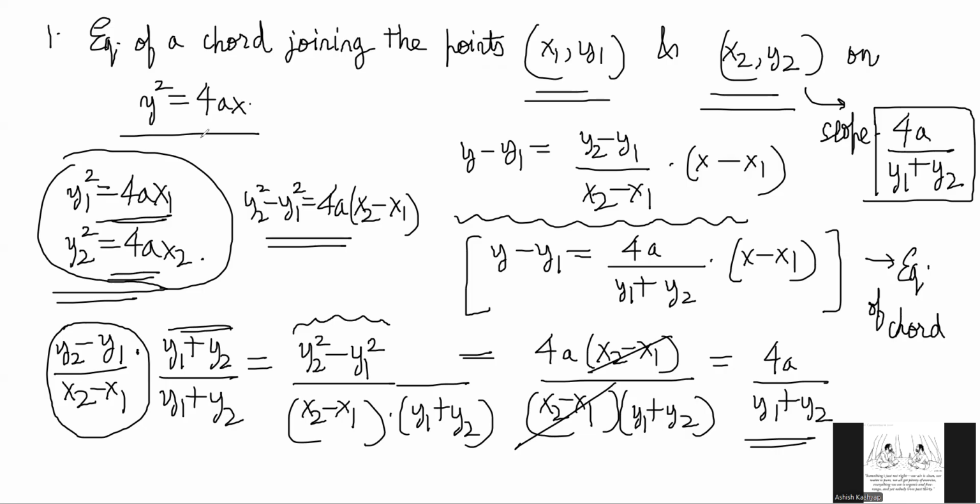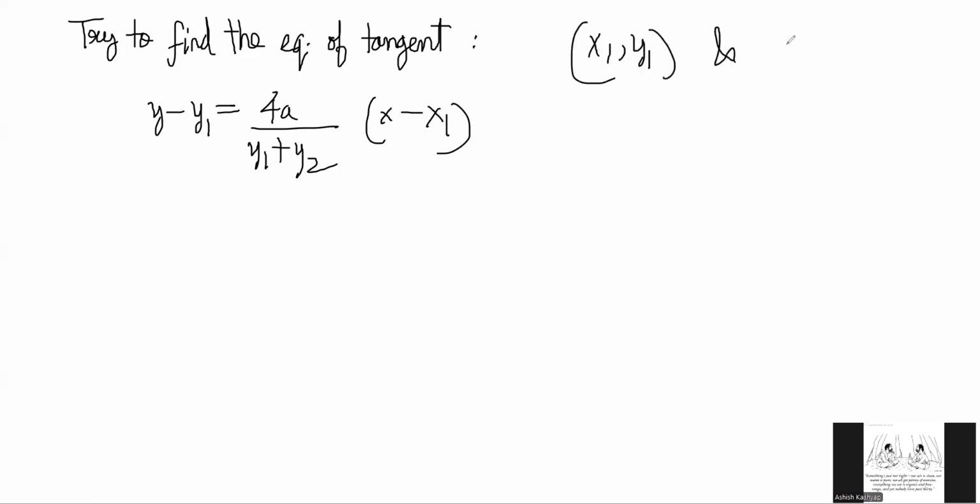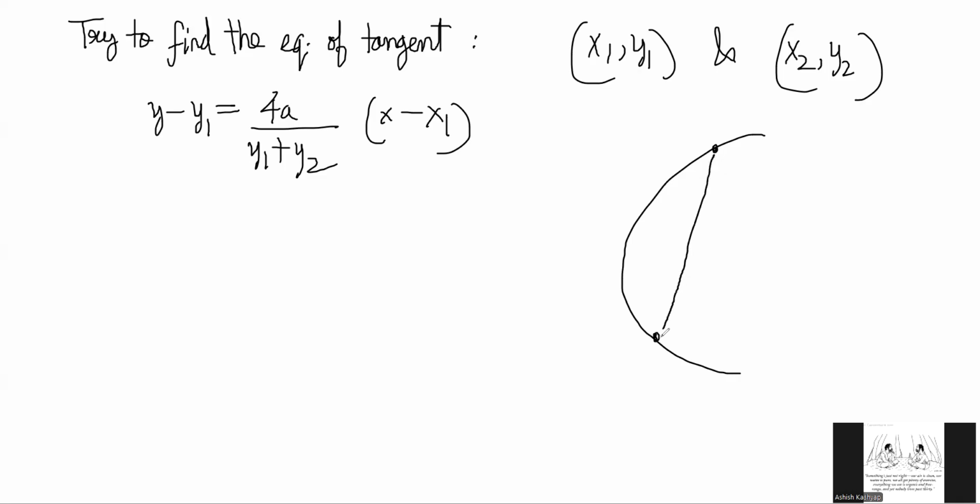Also, from this chord equation, we can try and derive the tangent equation. Try to find the equation of the tangent from the chord equation. So our equation came out as y minus y1 equals 4a by (y1 plus y2) times (x minus x1), and this was the equation of the chord joining the two points (x1, y1) and (x2, y2), right? Now, usually this is my chord. These are the two points. This is the line that is the chord, right?